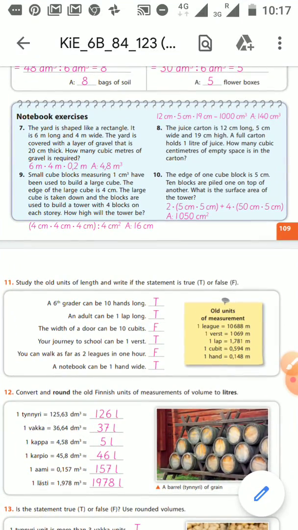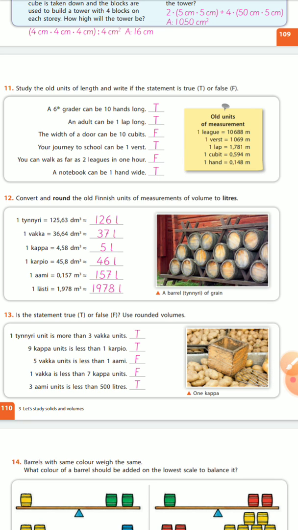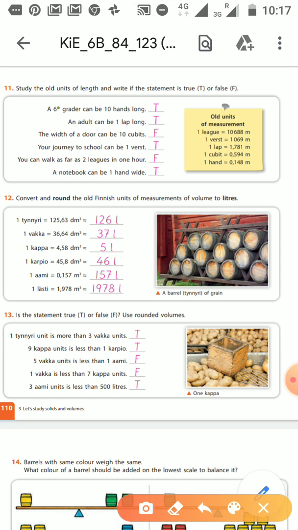Here we go. Next, we've got some true and false questions. You've got these old measurements here. Let's look at one. A 6th grader can be 10 hands long. Okay, so let me get the pen tool on. It's that one. All right. So what is a hand? A hand is 1.48 meters. Sorry, 0.148 meters. Times it by 10.